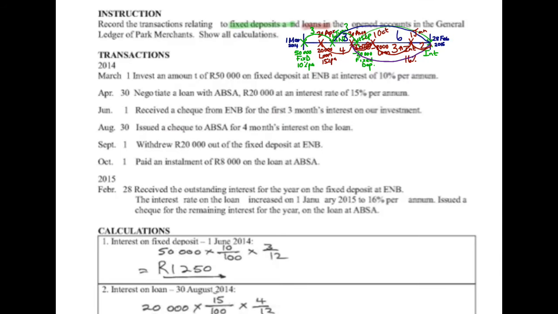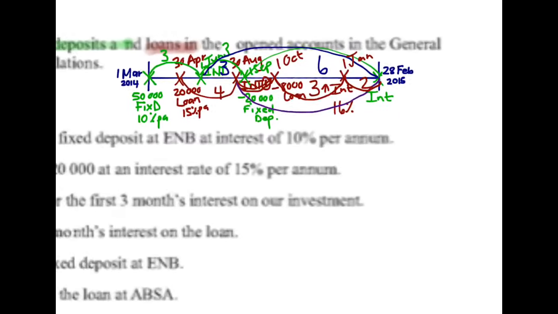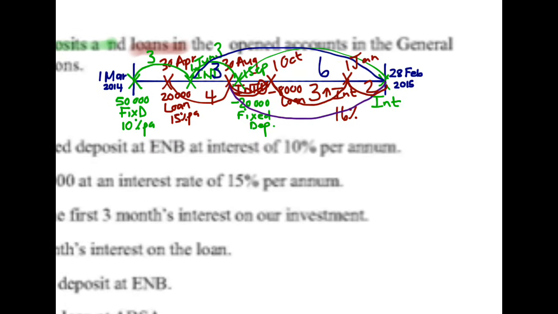So our last bit, the interest rate on the loan increased on the 1st of January to 16%. Issue a check for the remaining interest for the year on the loan. So the last time I paid interest was here on the 30th of August. So in other words, from the 30th of August, I need to still pay interest. That gives you September, October, November, December, January and February. That gives you 6 months in total that interest is due.